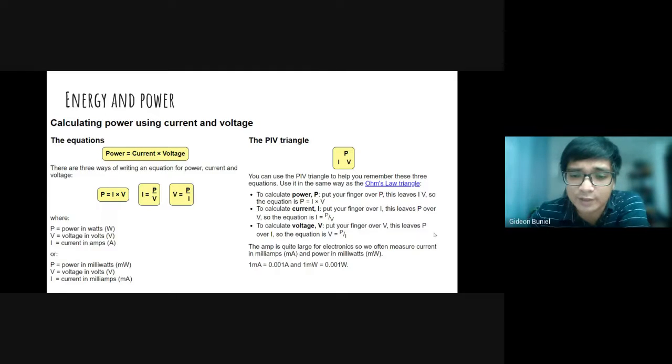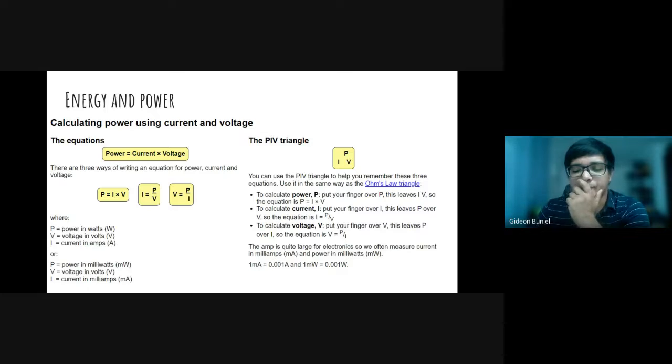The amp is quite large for electronics, so we often measure current in milliamps and power in milliwatts. So 1 milliampere is equal to 0.001 ampere, and 1 milliwatt is equal to 0.001 watts.